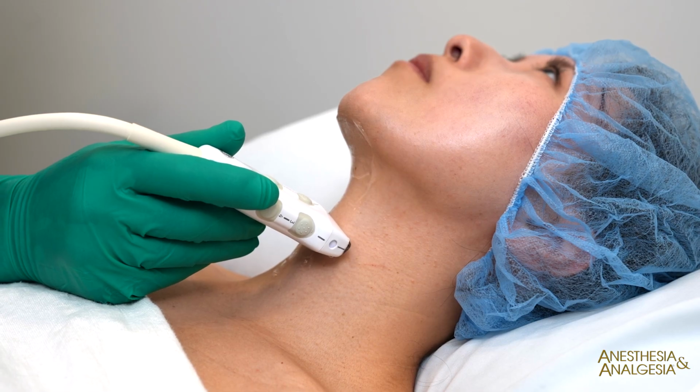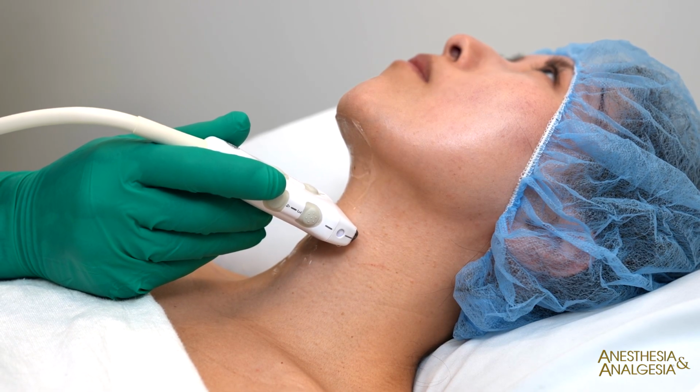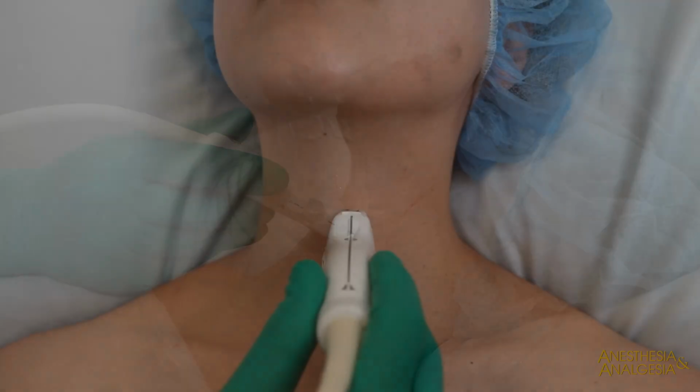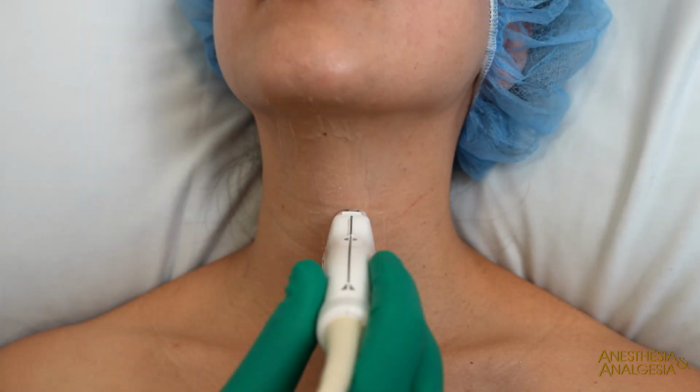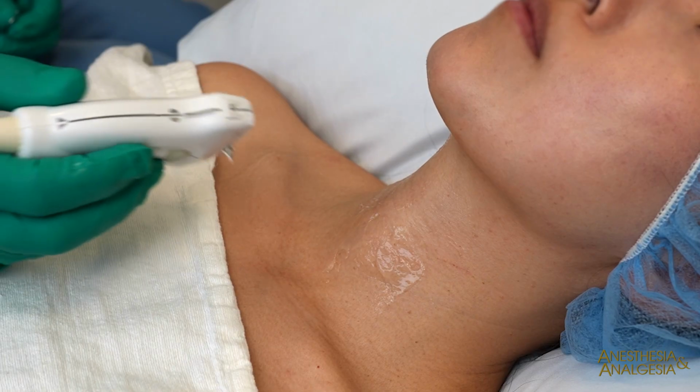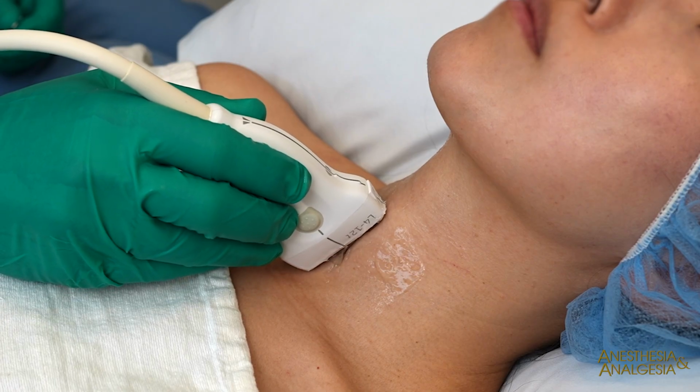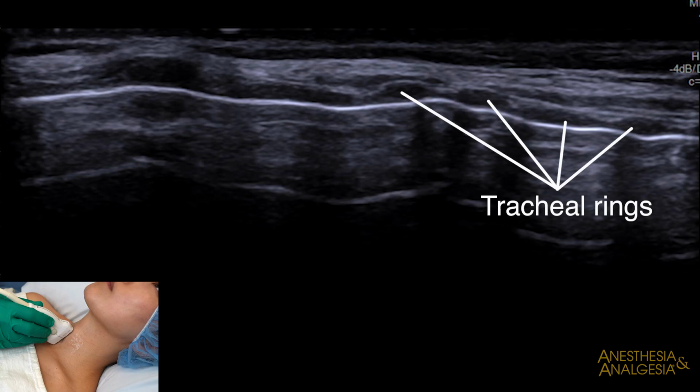Finally, slide the probe cephalad to identify the cricothyroid membrane for a second time. This represents the front-of-neck access point for cricothyroidotomy. The cricothyroid membrane can also be identified in the sagittal plane. Place the linear probe on the anterior neck above the suprasternal notch in the sagittal plane with the indicator pointing cephalad. Identify the tracheal rings as a string of pearls.